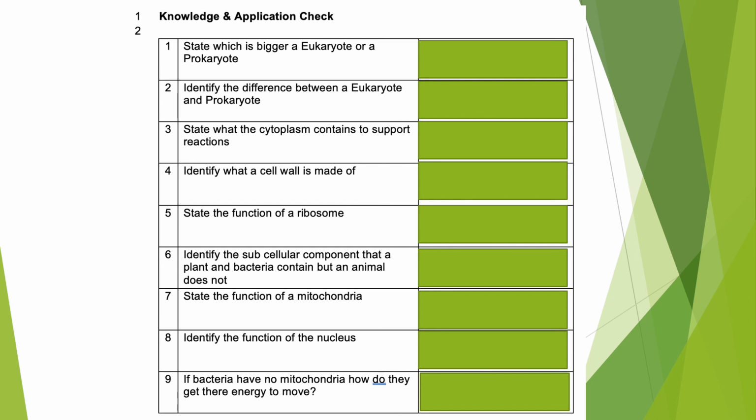So, number one, state which is bigger, a eukaryote or a prokaryote. As we mentioned before, this one is going to be your eukaryote. Number two, identify the difference between a eukaryote and a prokaryote. You can actually list quite a bit. You can say a eukaryote is much bigger than a prokaryote, but you want to hit the heart of the problem, and that is that a eukaryote has a nucleus that is bound in a membrane, whereas a prokaryote does not.